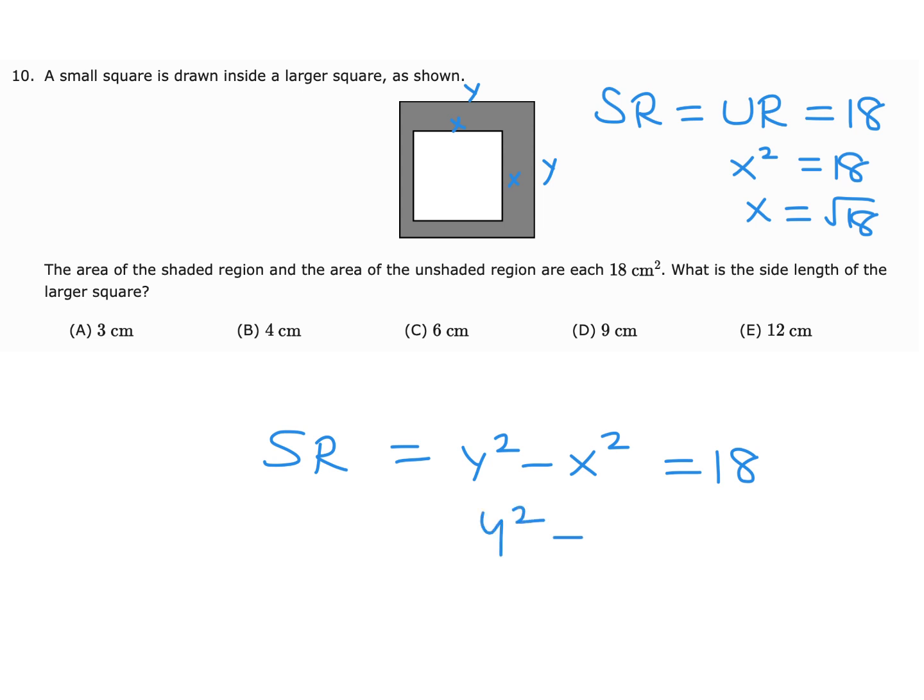Well, y squared minus, well, x squared we have is 18. And that's 18. So that means y squared is 36, and therefore y is 6. And I think that's what they're asking for, the side length of the larger square, which is equal to 6. So therefore, number 10 would be C.